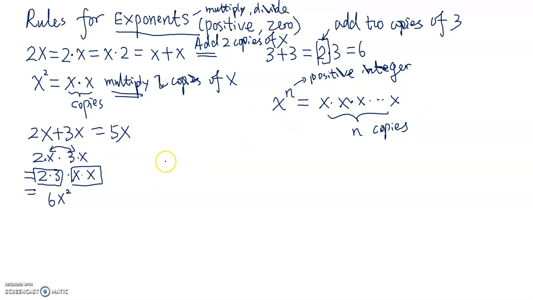So the first rule we're going to look at is, if we have x squared times x to the third, what do we get? Before we give you the rule, I want to use the definition to do it. All the rules are usually generated from the definition. So before I have the rule, I'm going to use the definition to do it. So x squared, as we explained, means multiply 2 copies of x. So that's what x squared means.